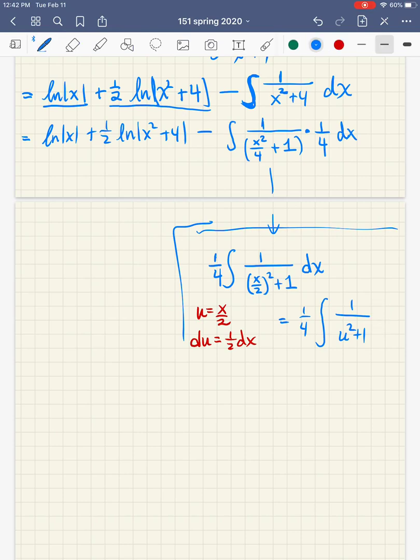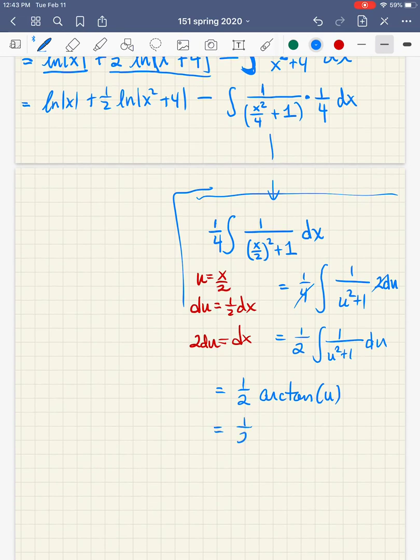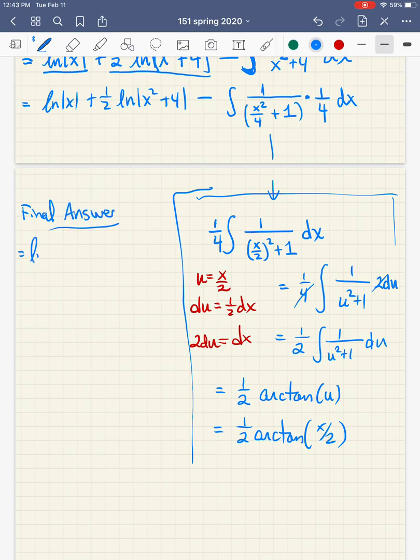And my dx, maybe I should solve for it, dx equals 2 du. So I'm going to get 2 du. And so at the end of the day, I get 1/4, because of the 2 and the 4, integral of 1 over u squared plus 1. And that's going to be 1/2 arctan of u, which is going to be 1/2 arctan of x over 2. And so now let's just put everything back together. Our final answer, we'll do this over here to the left, is going to be log of x plus 1/2 log of x squared plus 4 minus this last integral that we got, which is 1/2 arctan of x over 2 plus c.